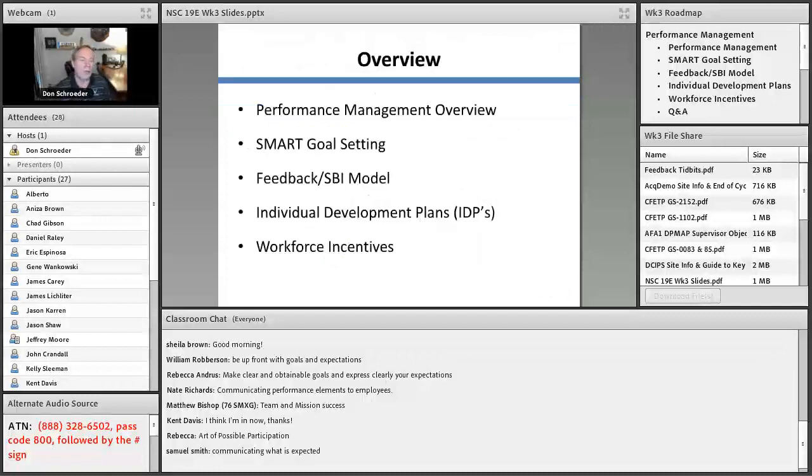So what we're going to do is we're going to move forward a slide. We're going to look at our overview, and of course, you'll find the roadmap up there. A little bit. We're going to talk about performance management overview. We're going to get into.